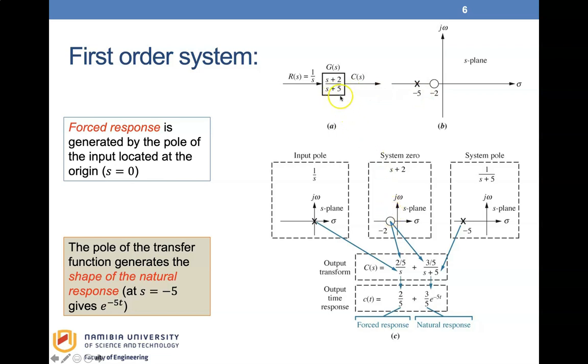And you know that minus 5, if we do the Laplace transform and find the time response, will give us e raised to power minus 5t, which is an exponential response. So this part of the equation is your natural response of the system, which is generated by the transfer function denominator. And here the input generates the forced response.